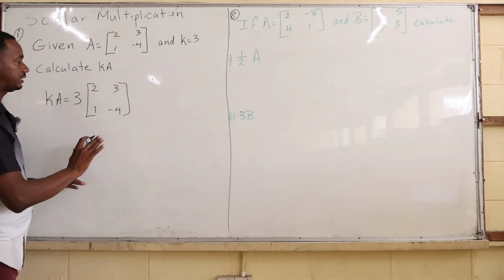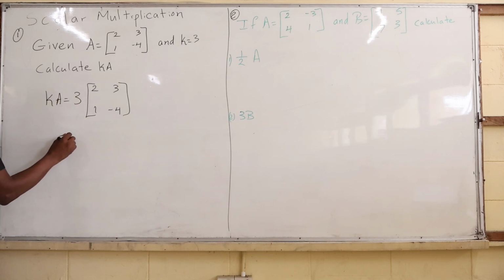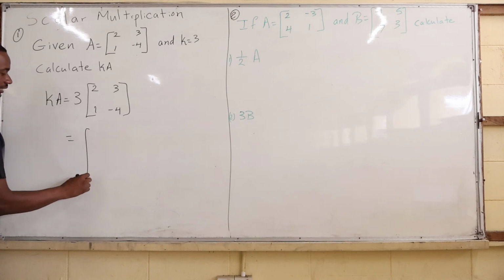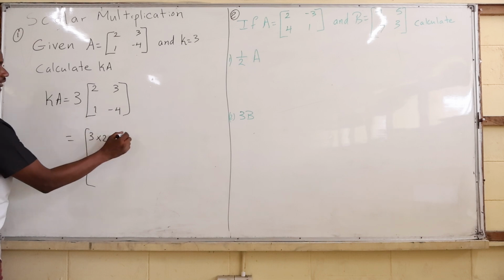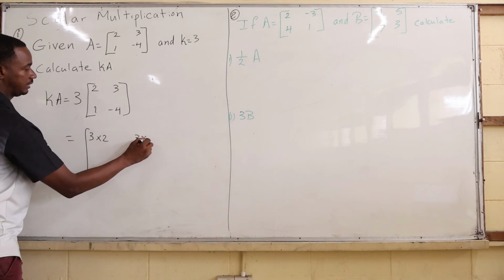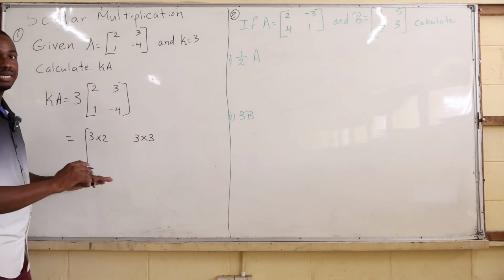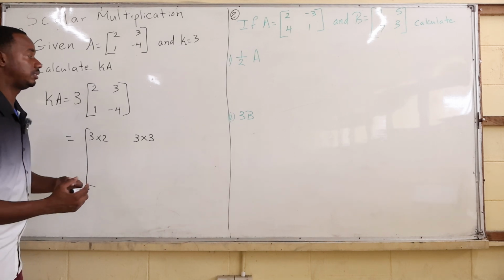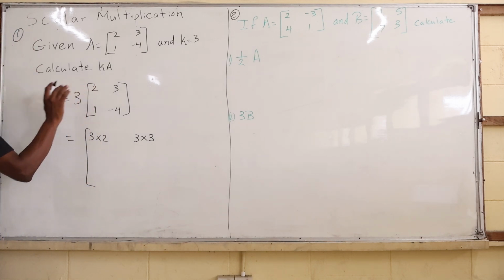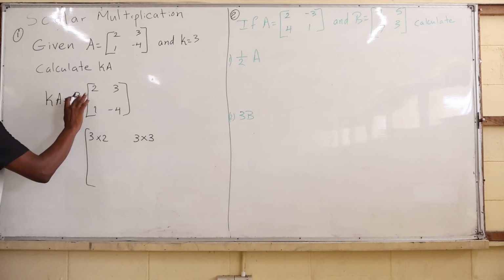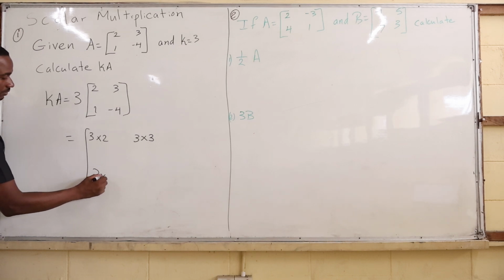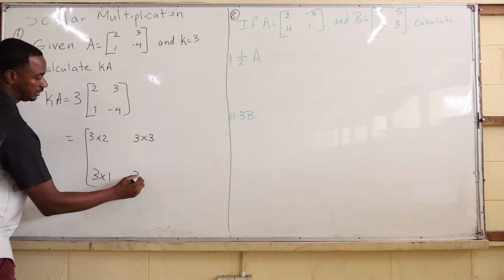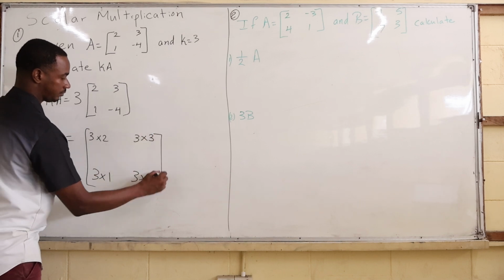So we have our matrix here, and we have our K here. So each element needs to be multiplied by what our scalar is. So we start, we'd have 3 times 2. That's our first one. Then we're going to have 3 times 3. So actually, let me start this over in a way that I think many of you will be familiar with. So we have the top left, so we have 3 times 2. The top right, which would be 3 times 3. The bottom left, which is 3 times 1. And the bottom right, which is 3 times negative 4.